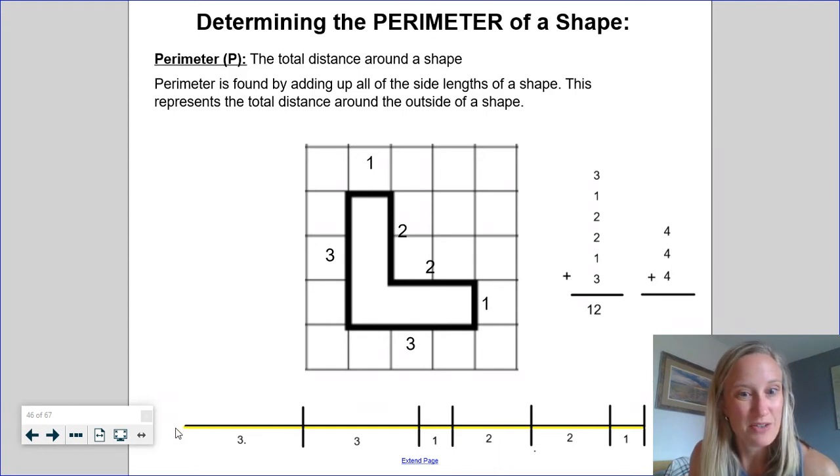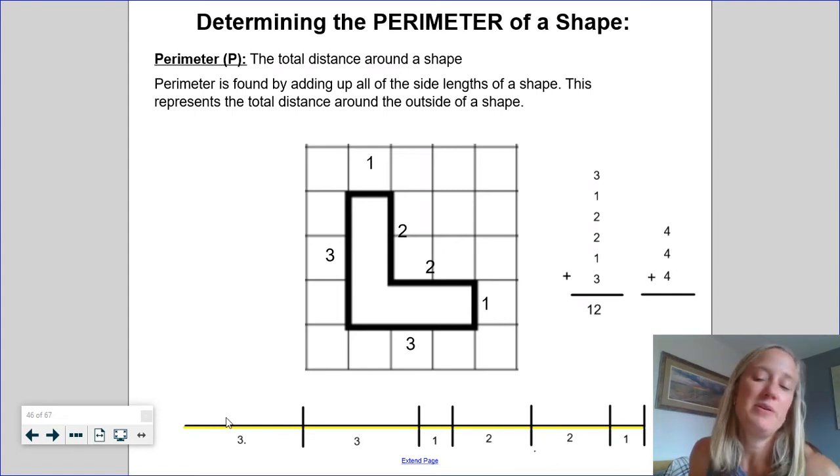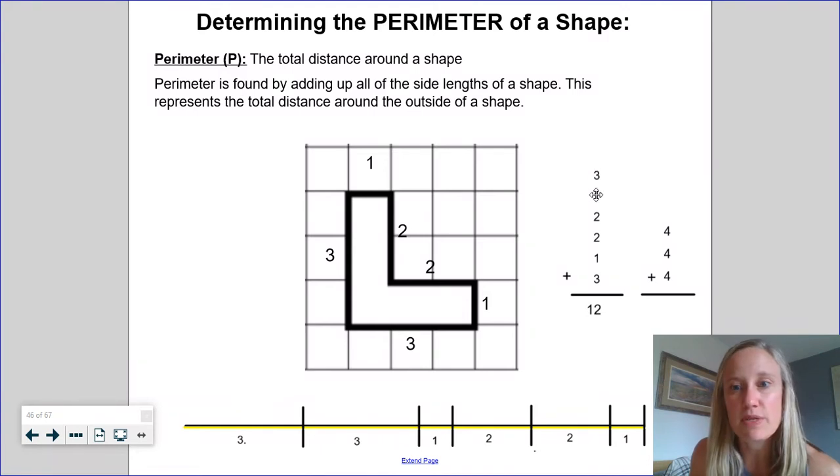And that's what you see down here. So here's the 3 and the 3, the 1, the 2, the 2, and the 1. And the perimeter is going to be all those added up. So over here, I added them up. 3 plus 1 plus 2 plus 2 plus 1 plus 3.